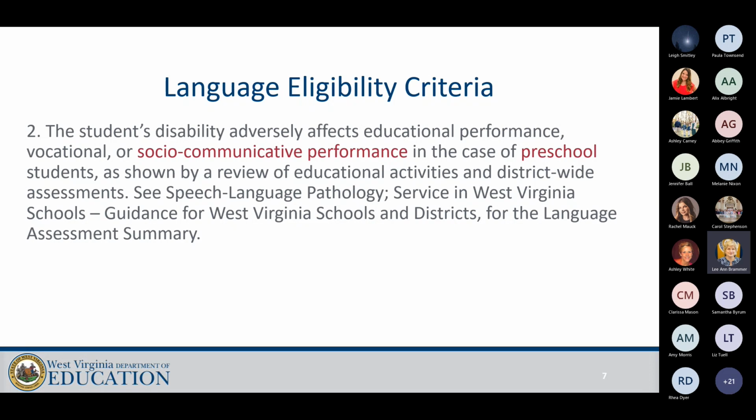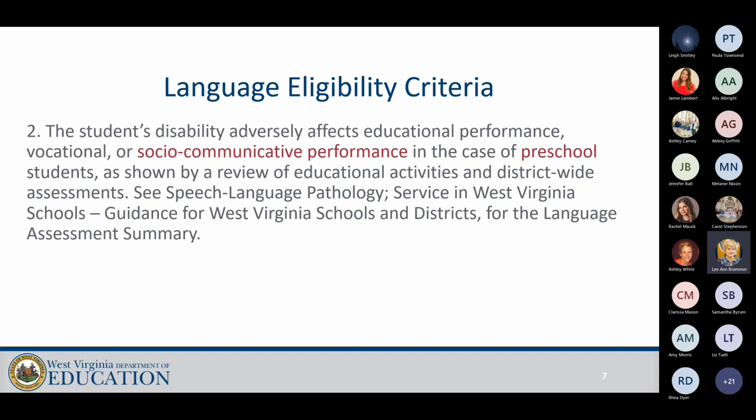So speaking of academic impact and educational performance, that is prong 2, and that is number 2 in all of your eligibility criteria. And the eligibility criteria says that the disability that you've identified in number 1 adversely impacts educational performance. And that can include vocational or social communicative performance in the case of preschoolers, and also social performance for other students as well. But the reason I keep mentioning preschool as social communicative is because we don't look at academics.